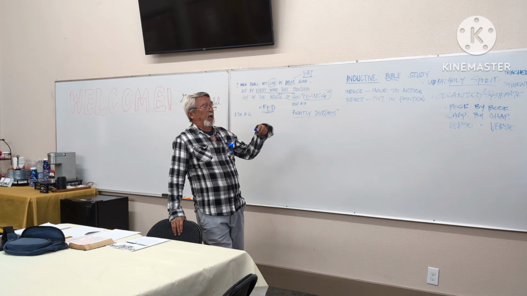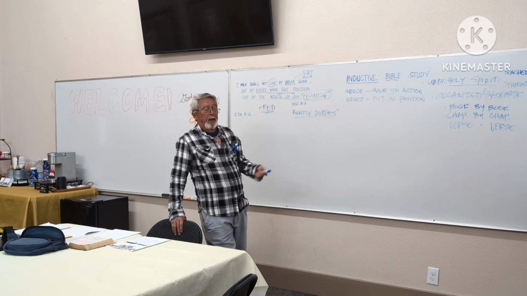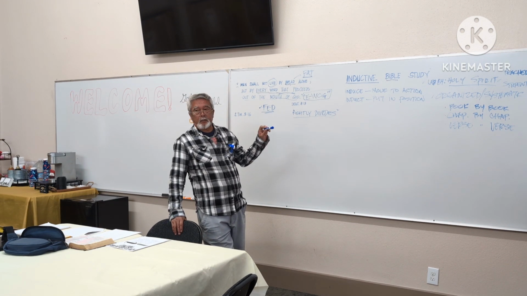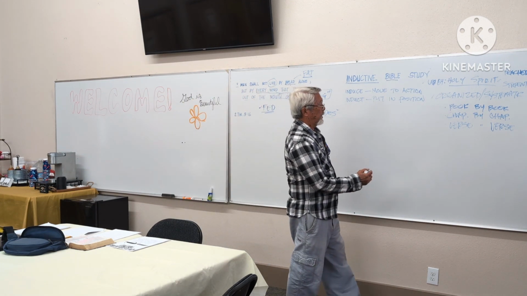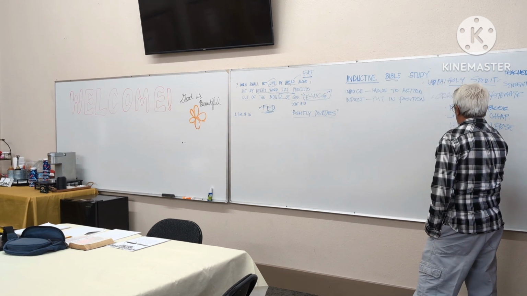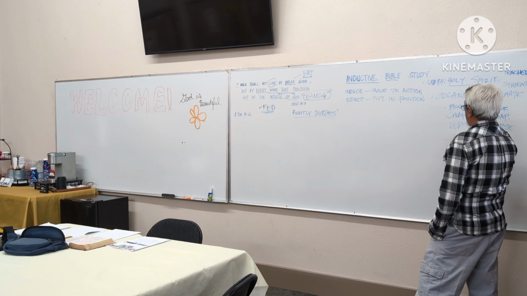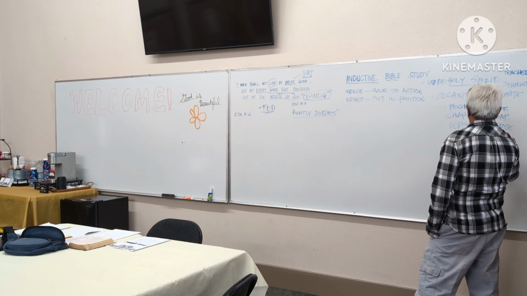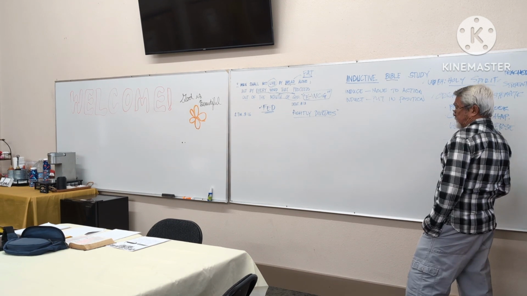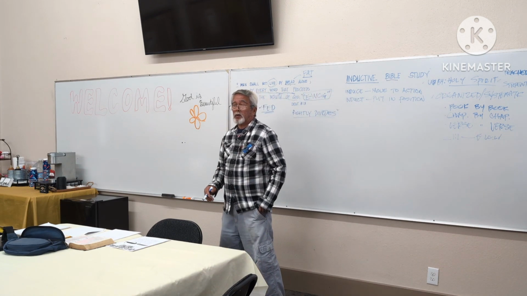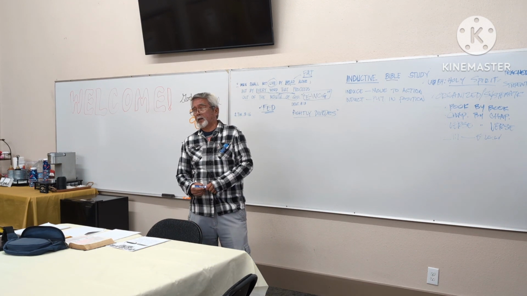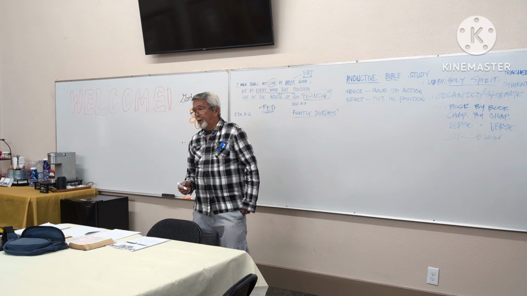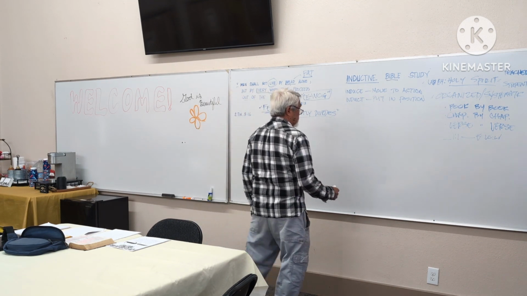When we do the inductive Bible study, we do it organizedly and systematically by going book by book, chapter by chapter, verse by verse. What does this mean? It means that if we have a book, we start on chapter 1, verse 1, all the way to the last chapter, last verse. Okay? And we don't skip. It should be continuous. What is the purpose there?